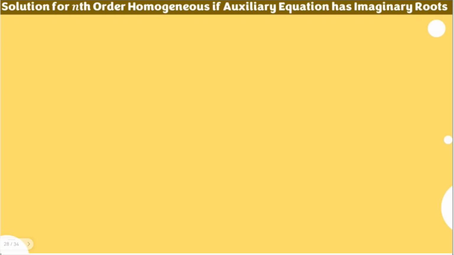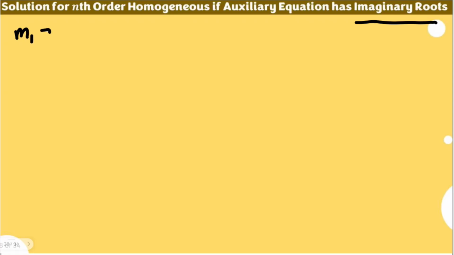For this video, let's outline the solution for an nth order homogeneous differential equation if our auxiliary equation has imaginary roots. The process of solving that is of course discussed in a separate video as well. Let's try to automatically provide here the form of the solution. Take note that if we have imaginary roots, our roots would be in this form.